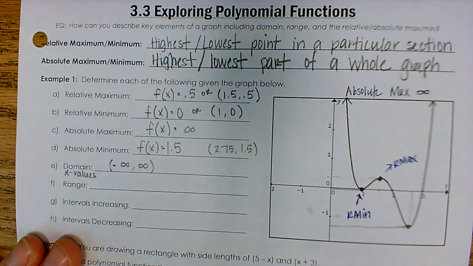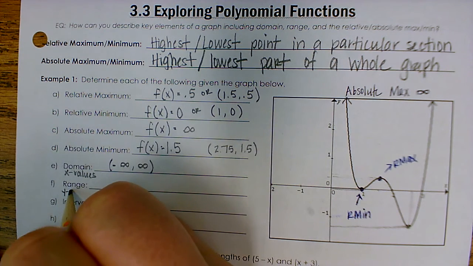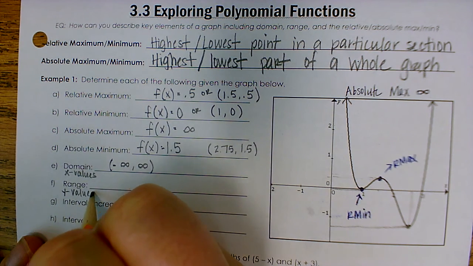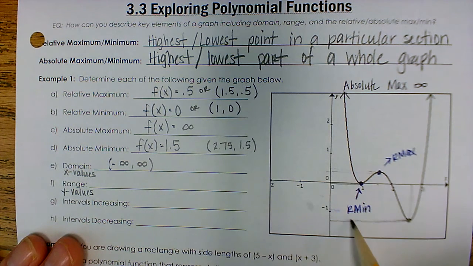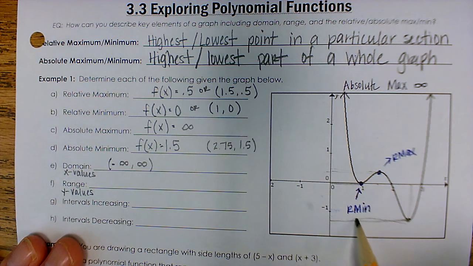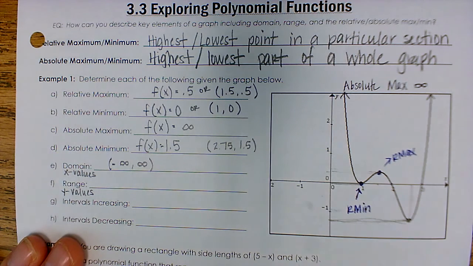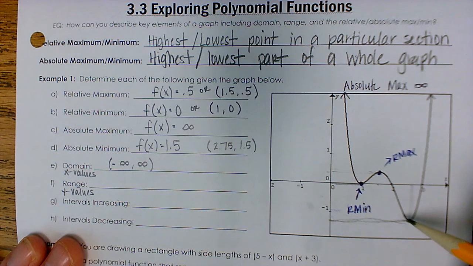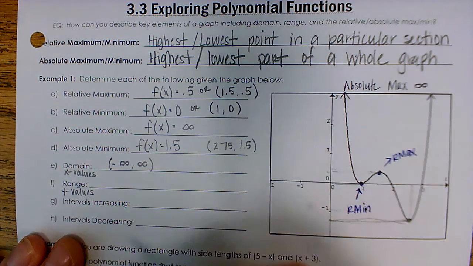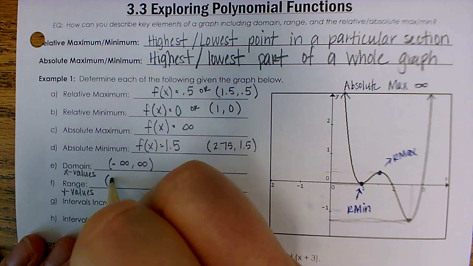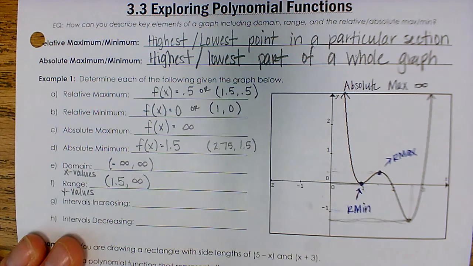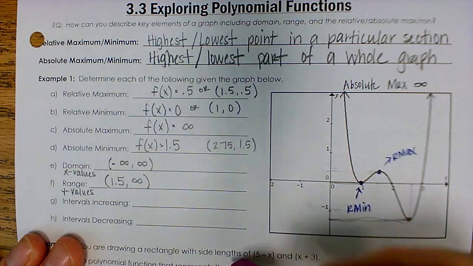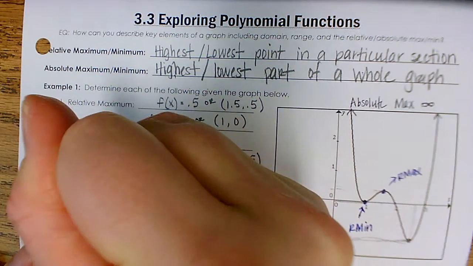Range, remember, is our y values. So range is y values, which goes up and down. So our lowest point is right here at about 1.5, right? So from 1.5, and then we're going up infinitely. The graph goes up forever. So we're going to say it's from 1.5 to infinity. Let's make this a bracket because we're including that 1.5.